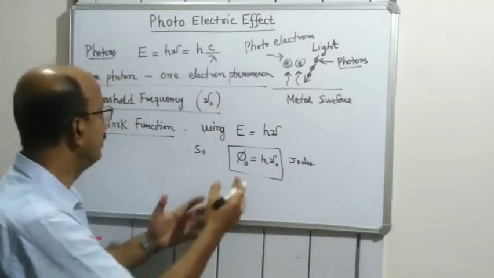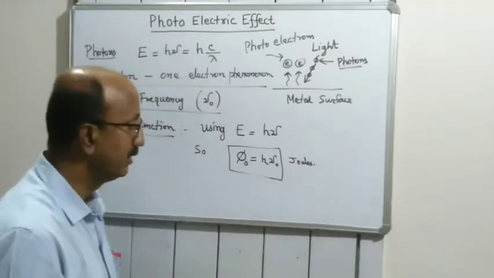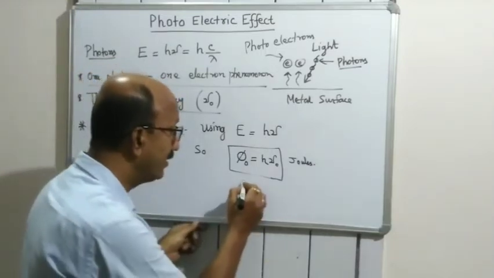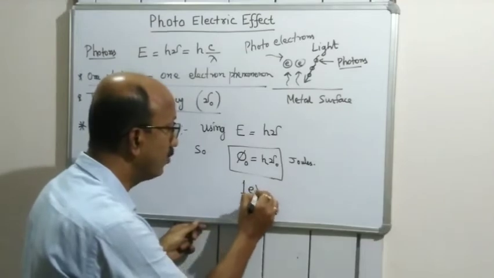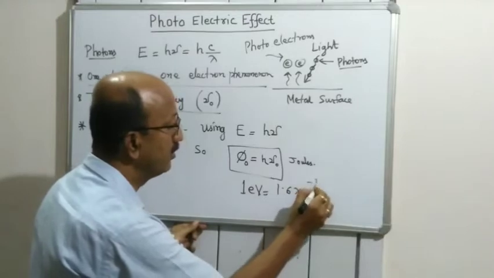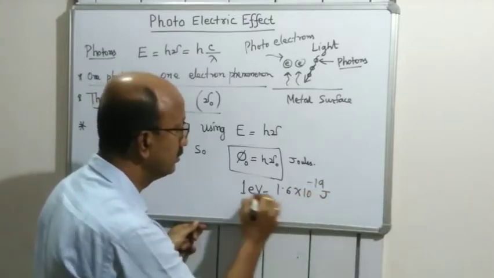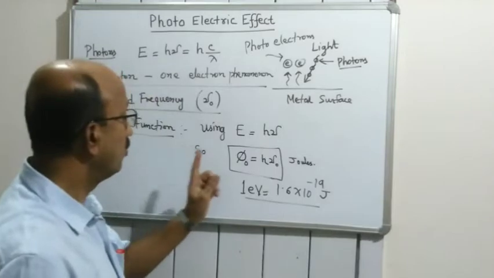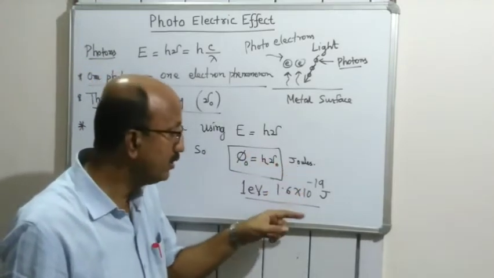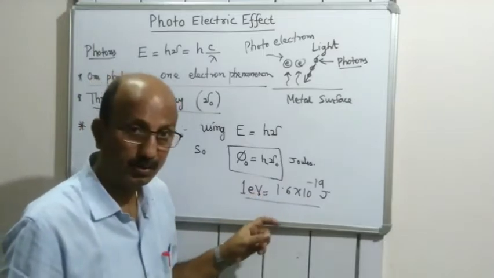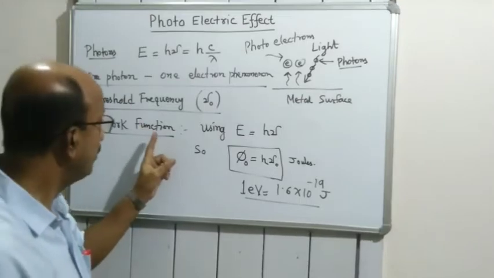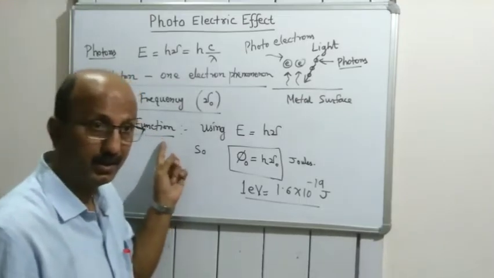But sometimes we calculate this work function in another unit called electron volt. The conversion is, as given earlier, 1 electron volt is 1.6 into 10 to the power minus 19 joules. So work function is calculated in joules, or you may calculate in electron volt. Now let us define what is work function. So you can define work function in different ways.